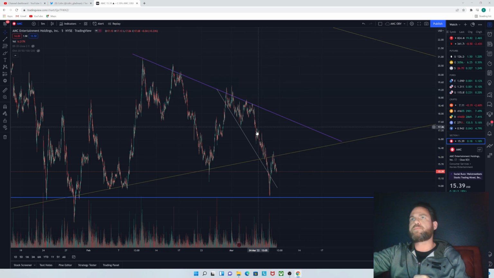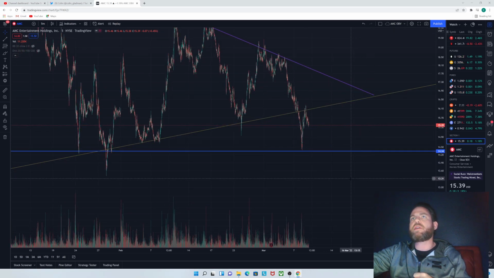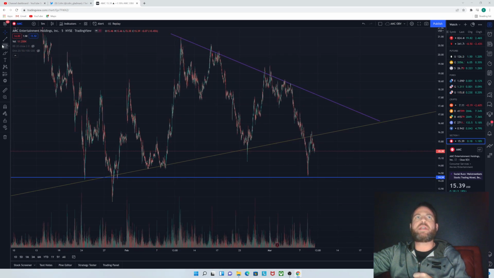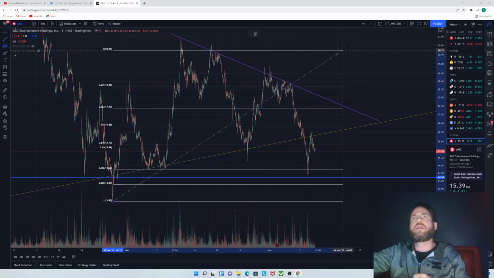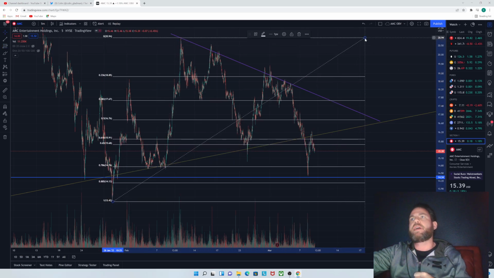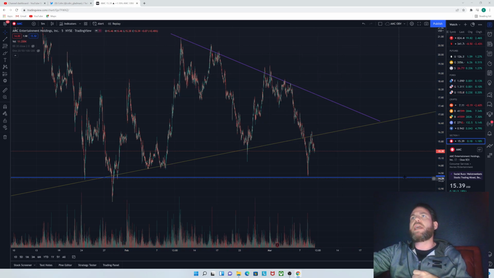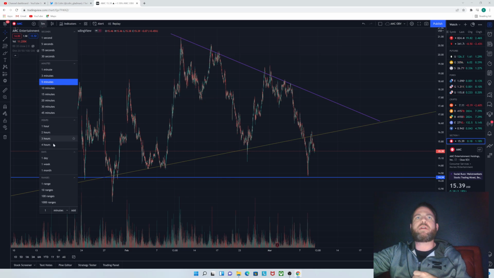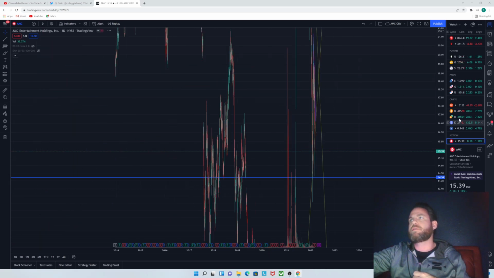When you're wondering about where potential bounces could be, you can always do your Fib retracements. You go from your lowest low to your highest high, and that's going to give you some ideas of different support lines right in here. When you zoom out a little bit further, now I'm going to go to the daily chart.